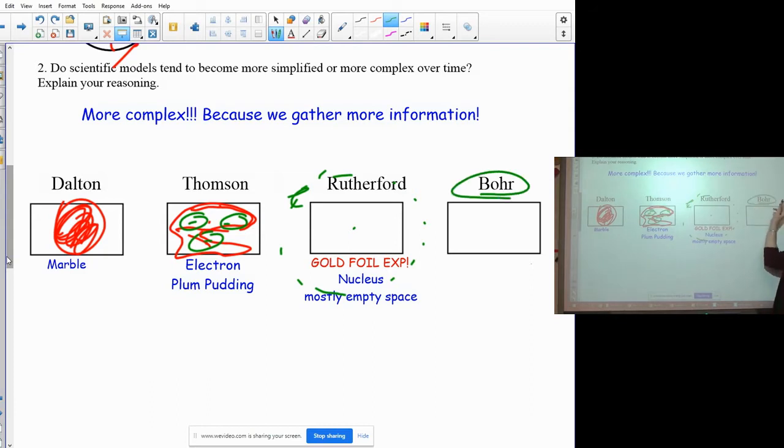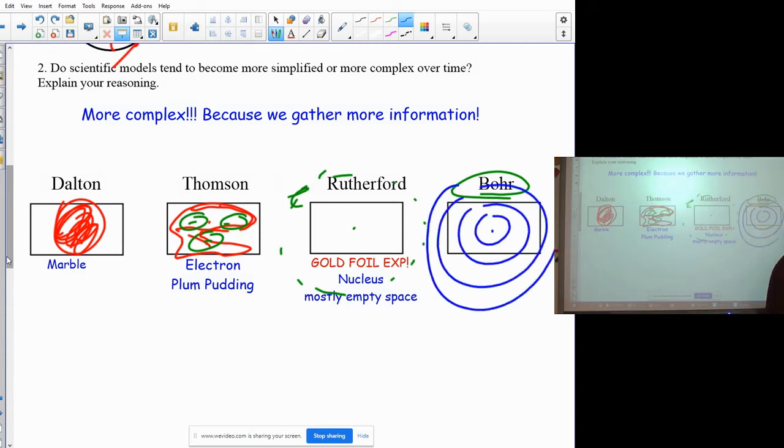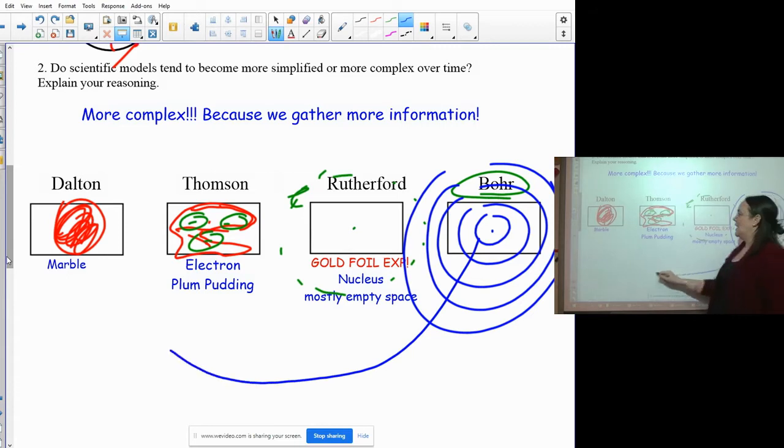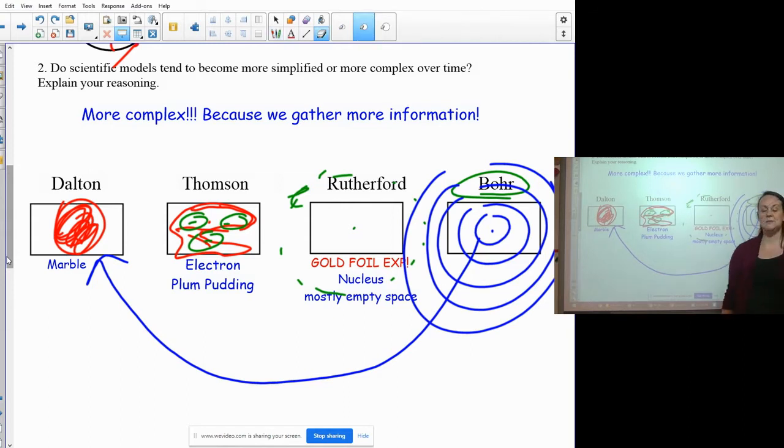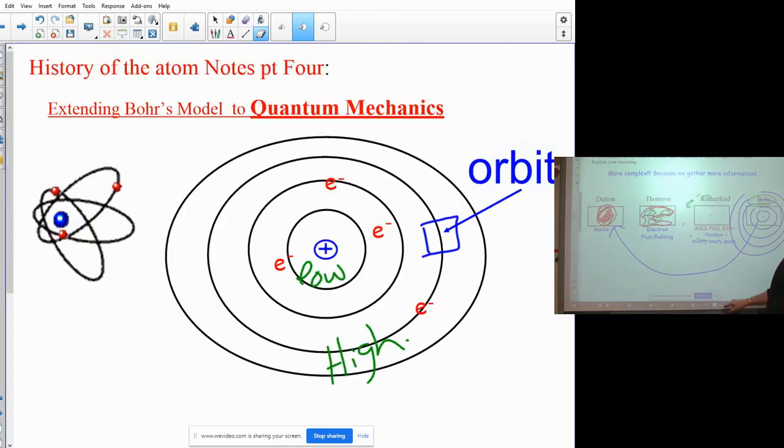And then yesterday we talked about Bohr, and what Bohr said was there's that small, dense, positively charged nucleus, but electrons travel in these orbits or predictable paths like planets around the sun. So that is a long way more complex than just a marble. Okay, so over time, these things become more complex. We're going to make it even more complex starting today.